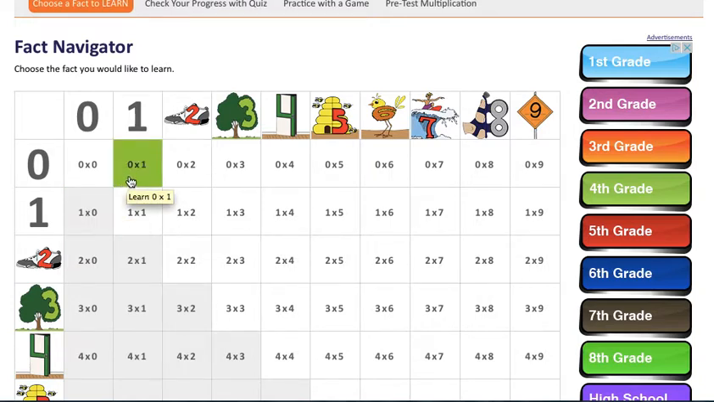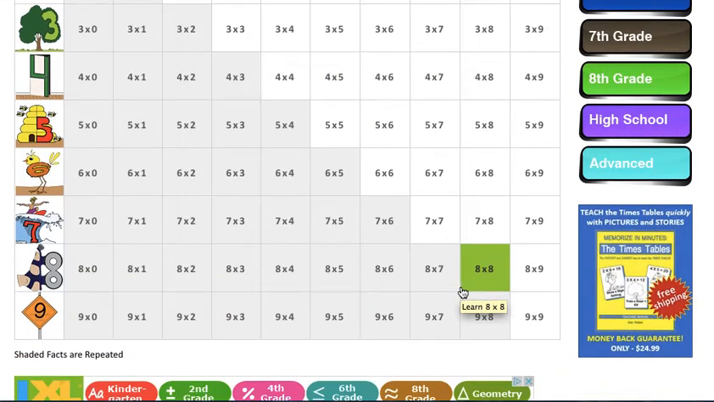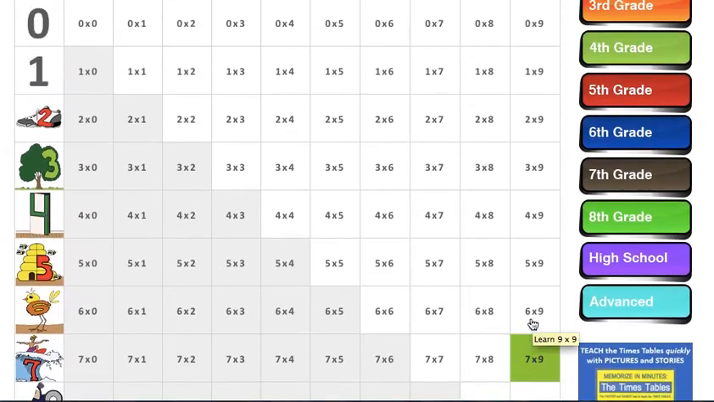I already know 0 times 1 equals 0. So I can go to the next one that's white. We don't have to do the gray ones. So as we go down, we're going to learn less and less because we already learned them more over here. So by the time we get to 9 times 9, we'll have already learned all of our 9's before we even get to 9 except 9 times 9.